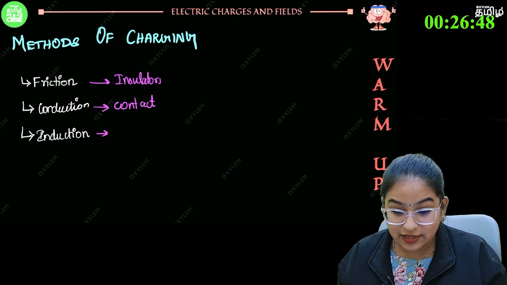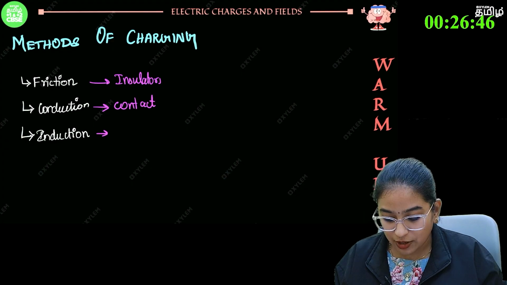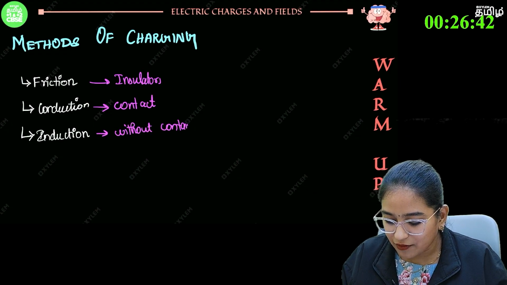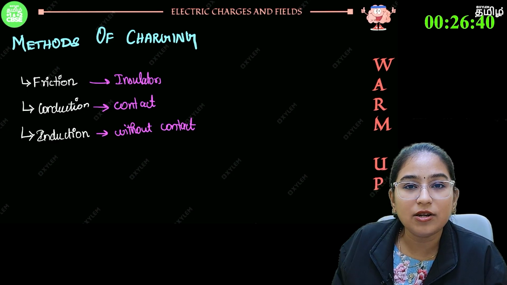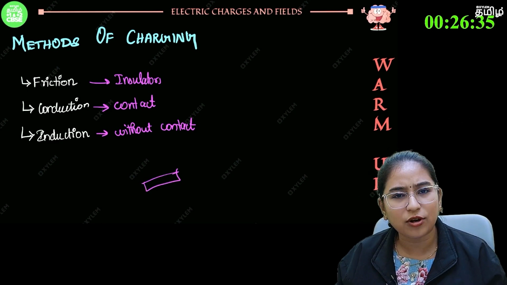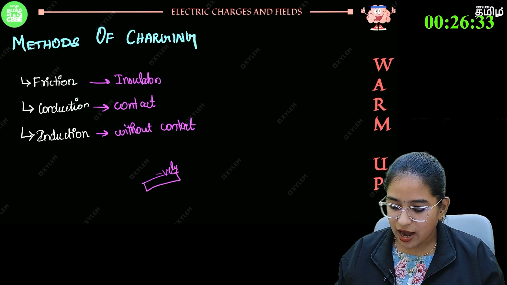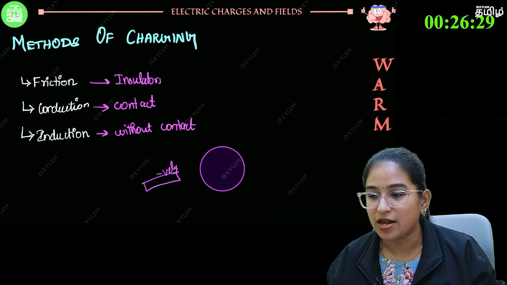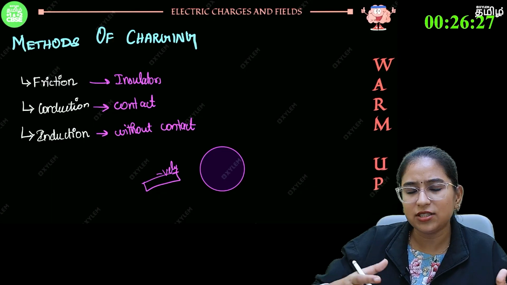The next one is induction. Induction is like without contact. What happens in induction? If we bring an object which is positively or negatively charged near the other object, polarization happens. The object will then contain both positive and negative charges.